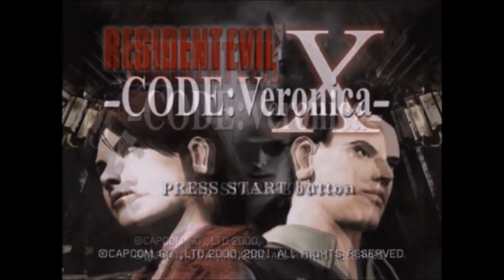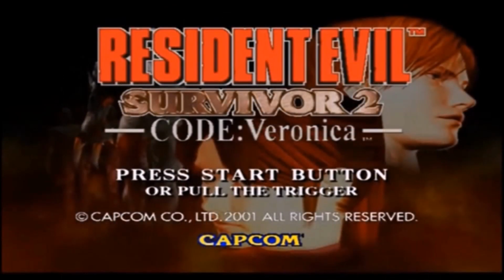Following that, we have Code Veronica, which takes place in December of 1998. This game sets up the return of Chris Redfield and Claire, as Chris is basically looking for where Claire ended up, and he ends up finding Wesker after Wesker betrayed Chris and his team. As much fun as this game is, it really just showed more of a dynamic between Chris, Wesker, and Claire.